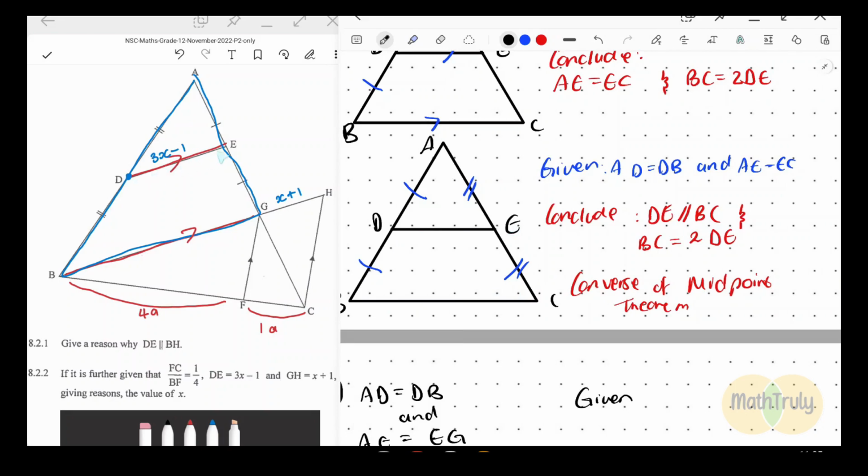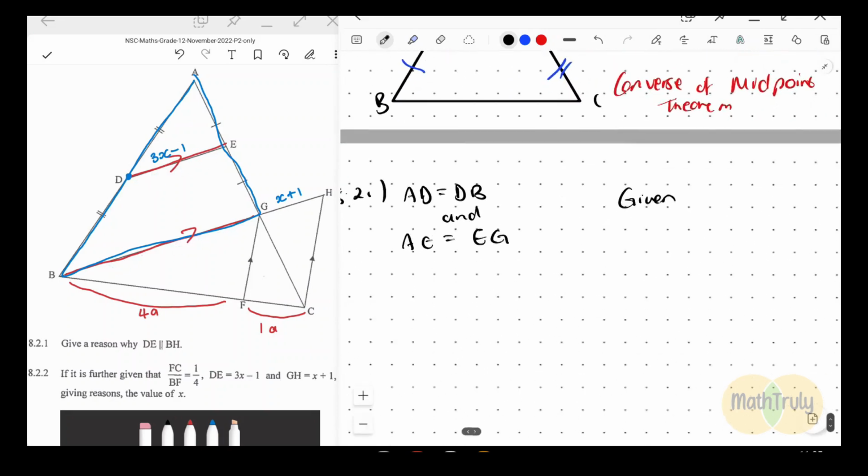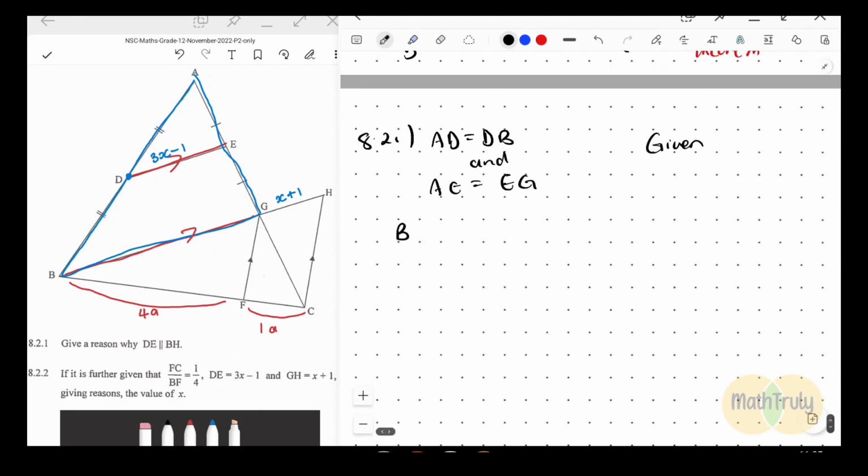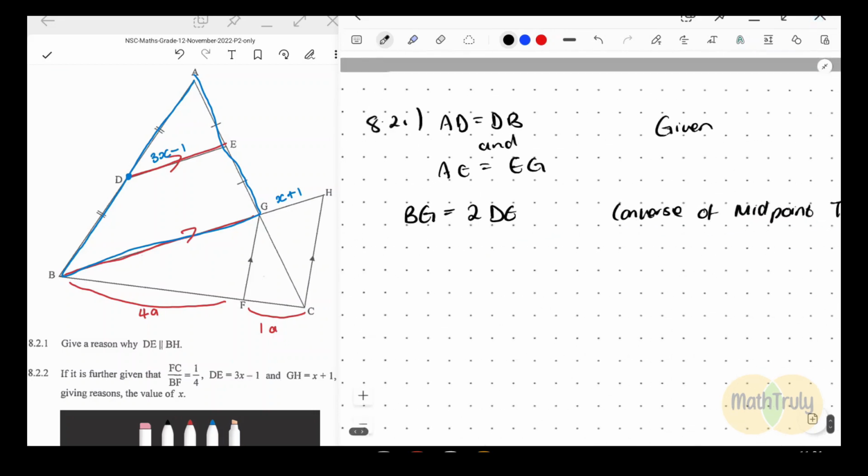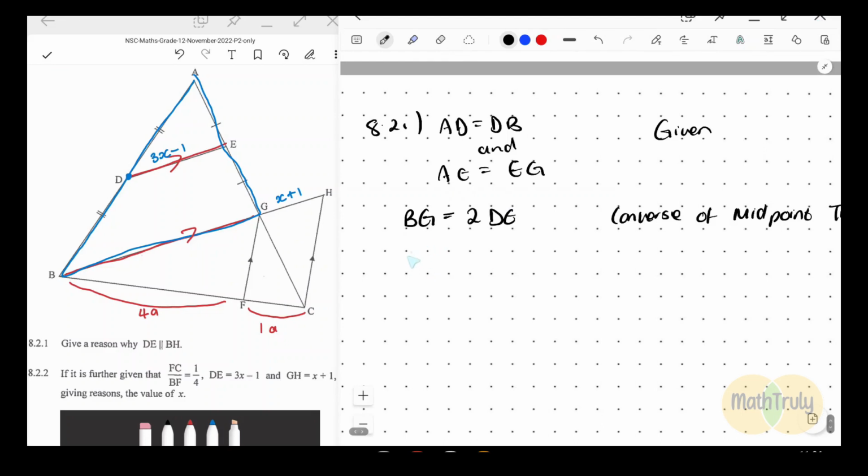And so since we have an expression for DE, we can find BG, because we know now that BG is supposed to be twice the size of DE, because this is the bigger line. And this is because of the converse of the midpoint theorem. So now I'm going to just fill in what we have. To find an expression for BG, we'll say that is equal to 2 multiplied by whatever DE is. And DE is 3x minus 1. So 2 multiplied by 3x minus 1. And so BG is equal to, if we multiply in, 6x minus 2. Okay, so that's what BG is.